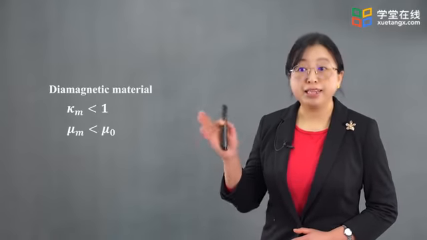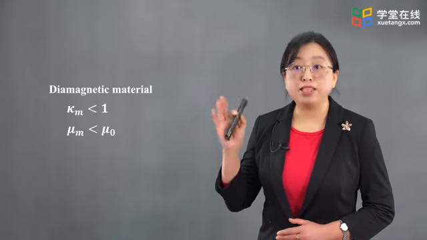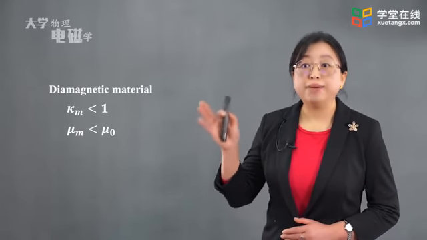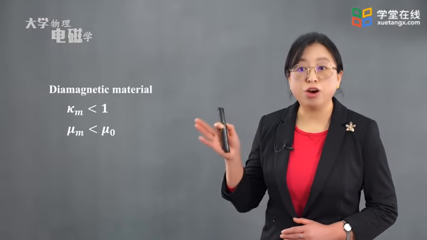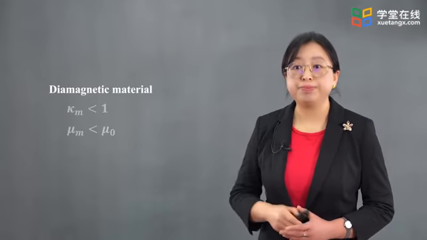In a diamagnetic material, kappa M is smaller than 1, so the magnetic permeability, mu M, is smaller than that of free space, mu0. Please note that diamagnetism is present in all materials, but the effect is much smaller than those of paramagnetism or ferromagnetism. It's evident when other effects don't exist.